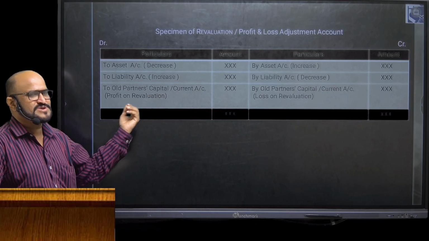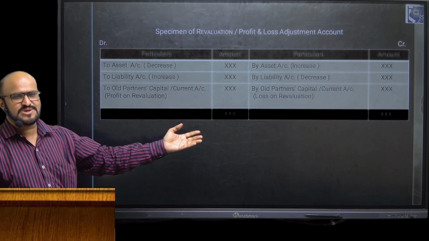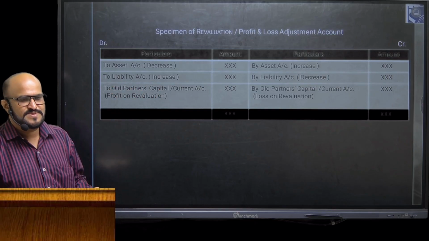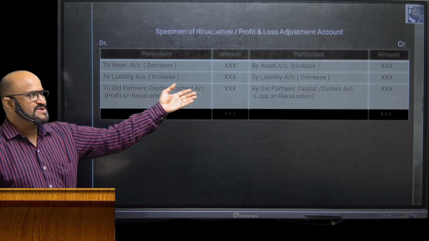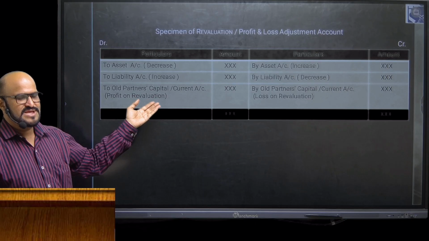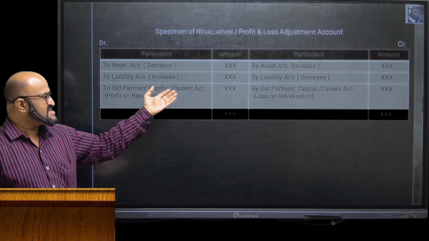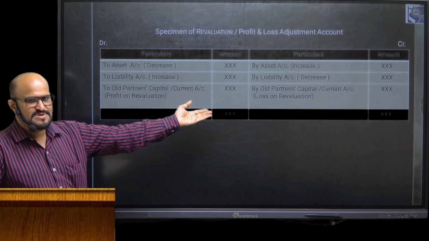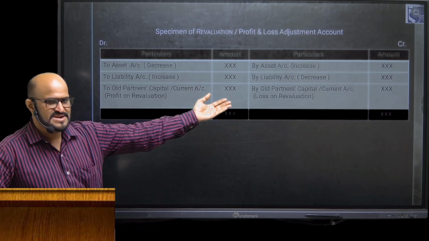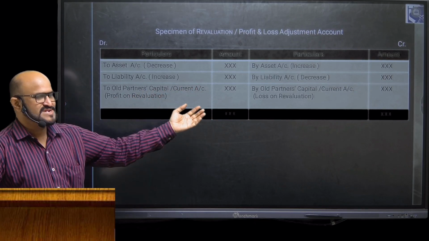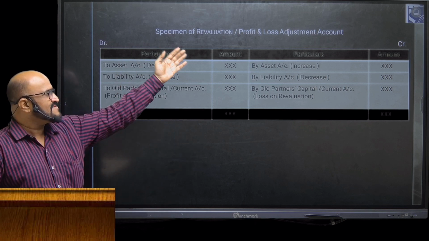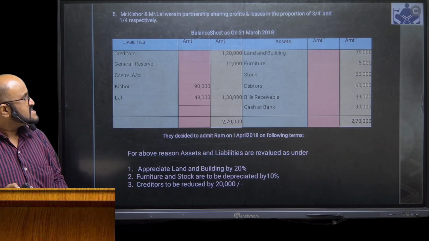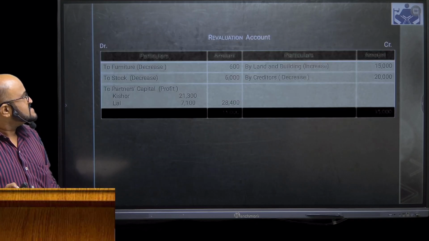So this profit or loss, we are going to share only among the old partners in their old profit sharing ratio. So profit will be transferred to the capital account. If we are preparing a current account, it will come under the current account. Even a loss can be transferred to a capital account or a current account. But this is the closing balance which we are going to get only after the transfer of assets and liability.